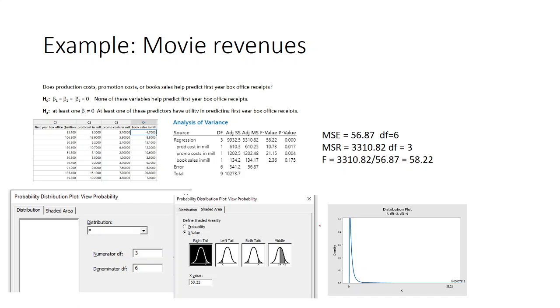If you're going to use Minitab, you need to do the probability distribution plot. Make sure you select the F distribution with the numerator degrees of freedom and the denominator degrees of freedom. Then make sure after you select the distribution, you take the shaded area, and then you're either going to do the probability or X value. Remember, always going to go right. Here I enter in the 58.22, and I get a p-value that's really, really small, 0.007933. So at least one of these predictors has utility for our model.